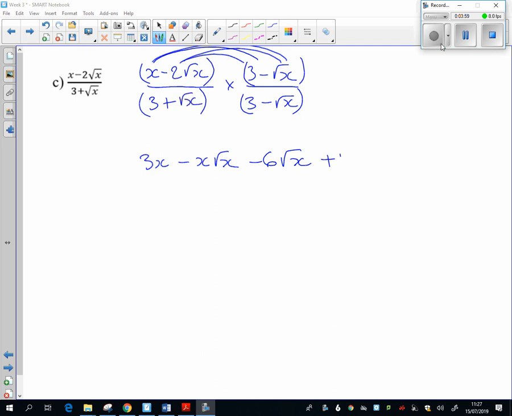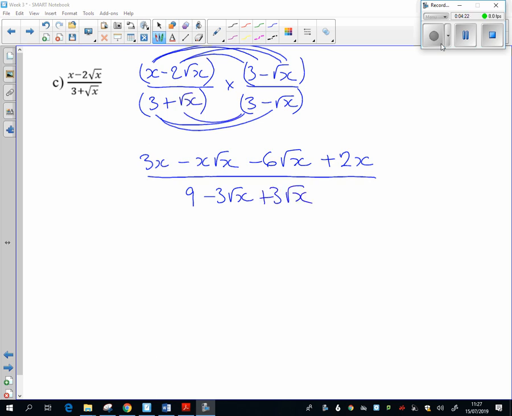So that's going to become a positive, and root x times root x is going to become x. Okay, and then on the denominator, I've got 3 times 3. The next 2 terms are going to cancel. So I've got 3 times minus root x, and I've got 3 times root x, and they will cancel. And then I've got plus root x times minus root x. That's going to give me minus x.